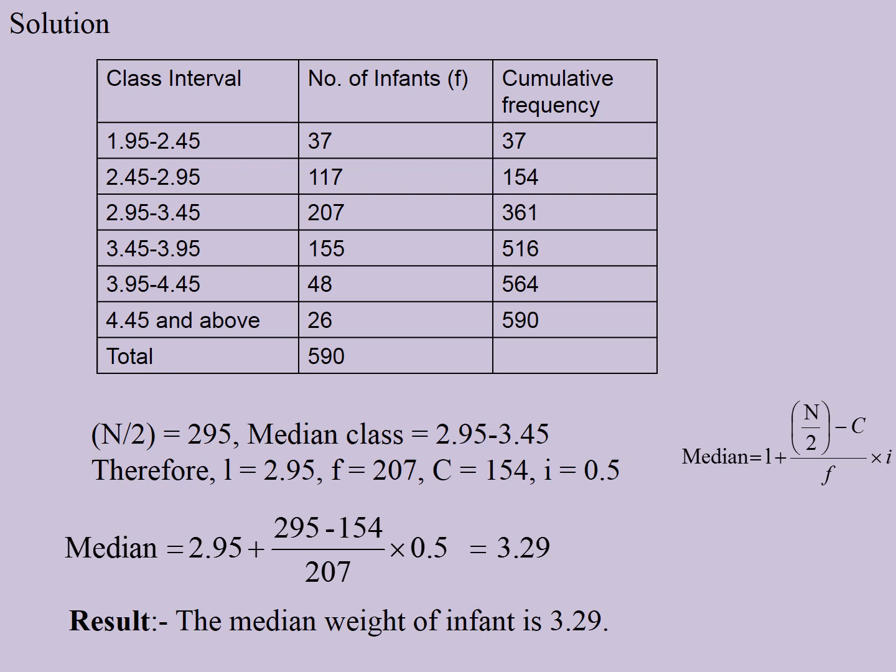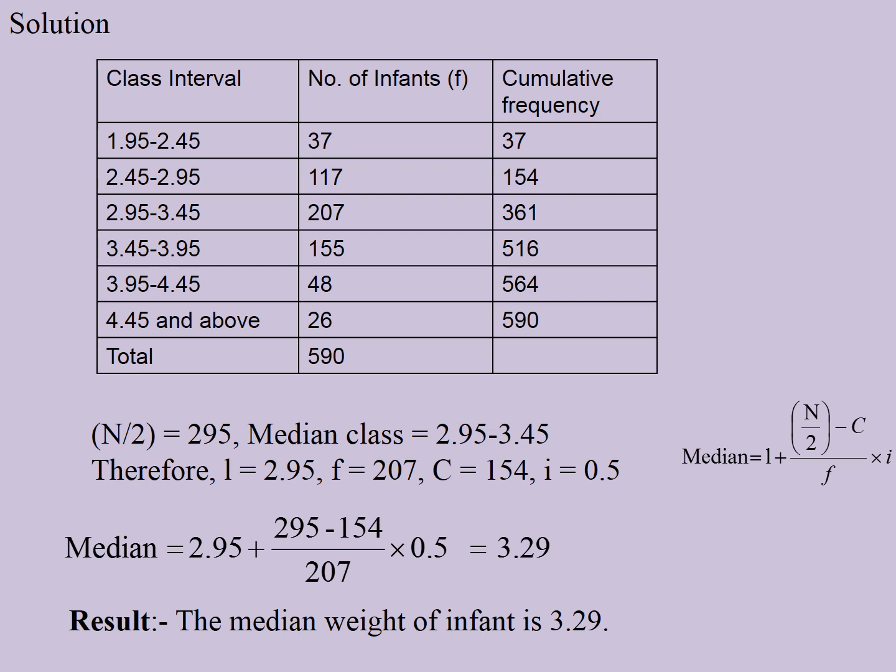And here the example of such a median class is 2.95 kgs to 3.45 kgs, because the cumulative frequency of this particular class is 361, which is more than 295, that is n by 2, and this is the immediate class having the cumulative frequency more than the n by 2 value. Clear? So this is the way you have to select the one median class out of these 7 classes.